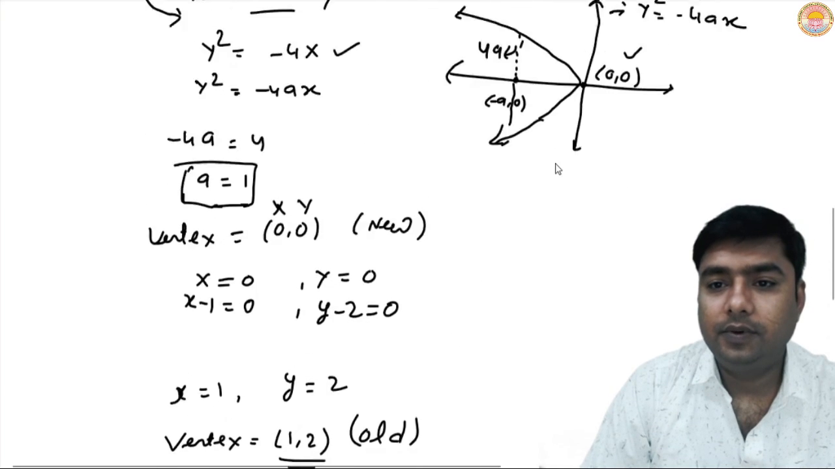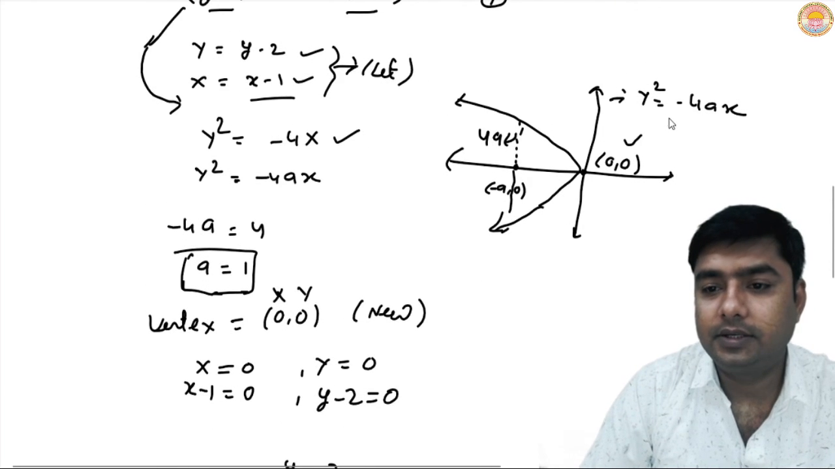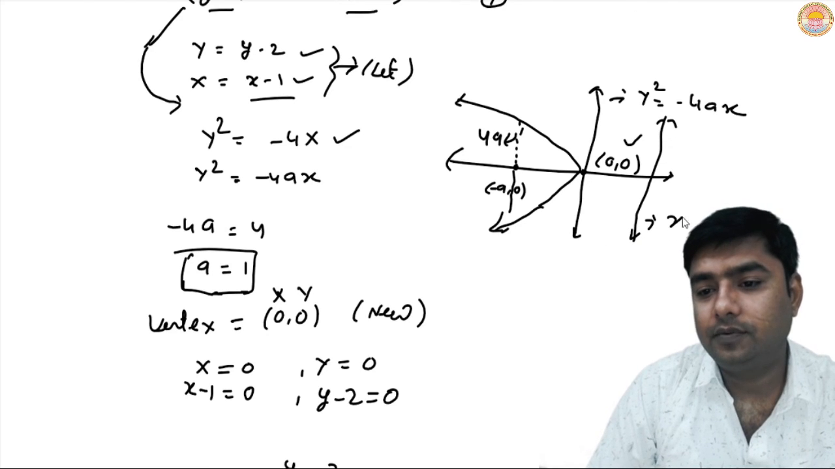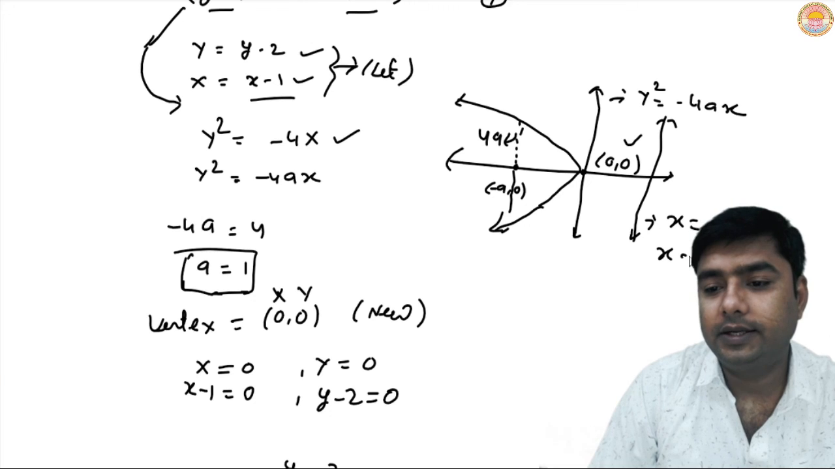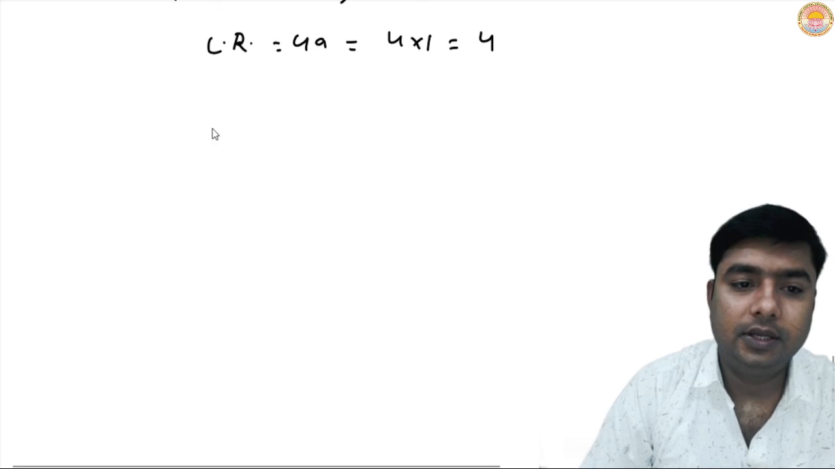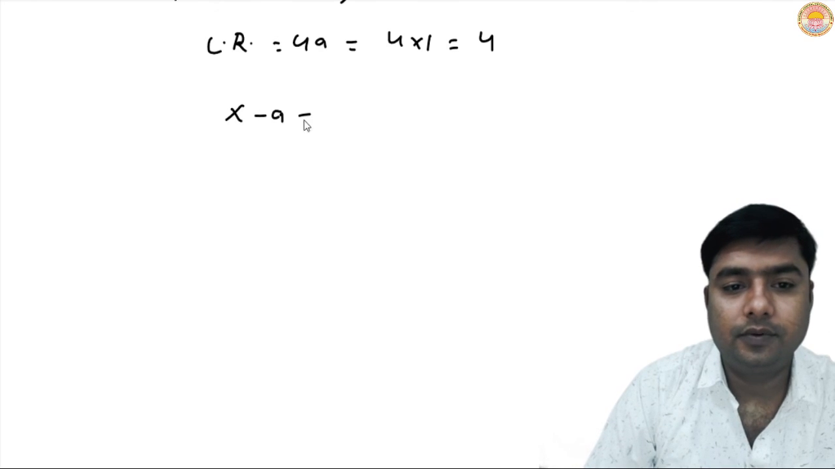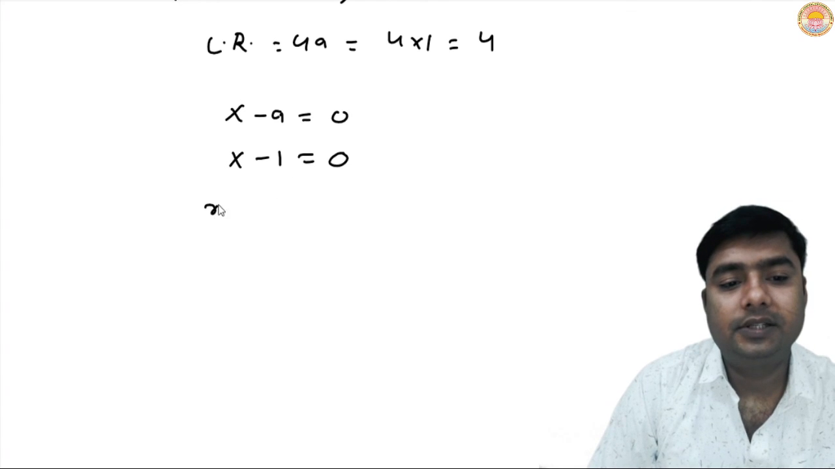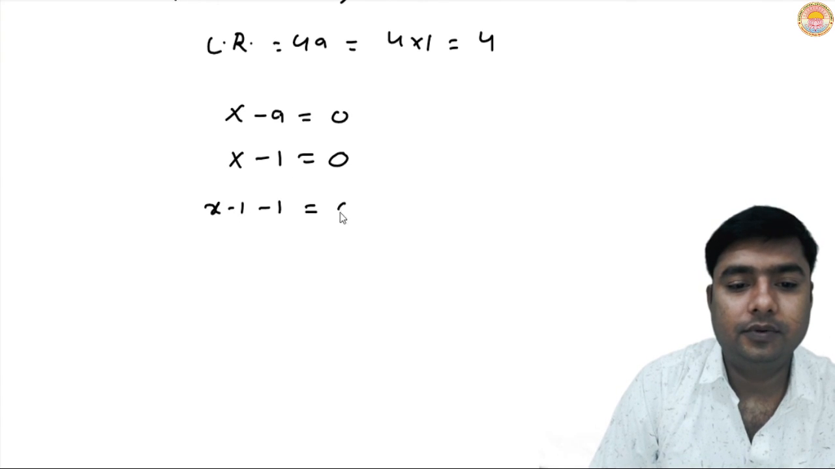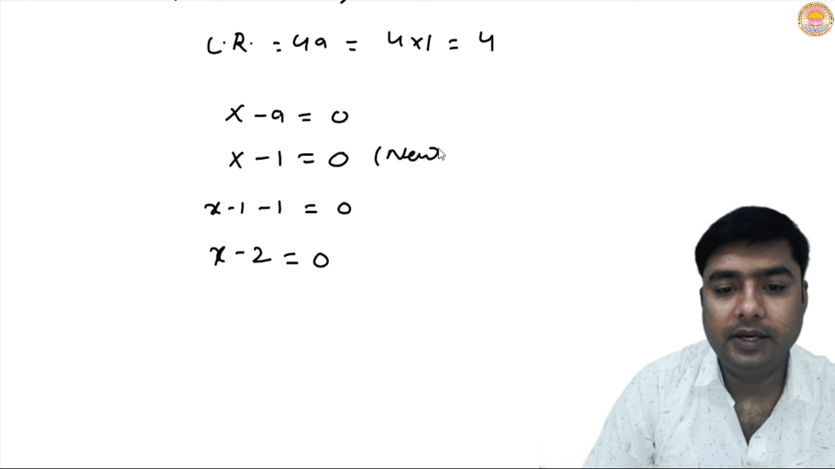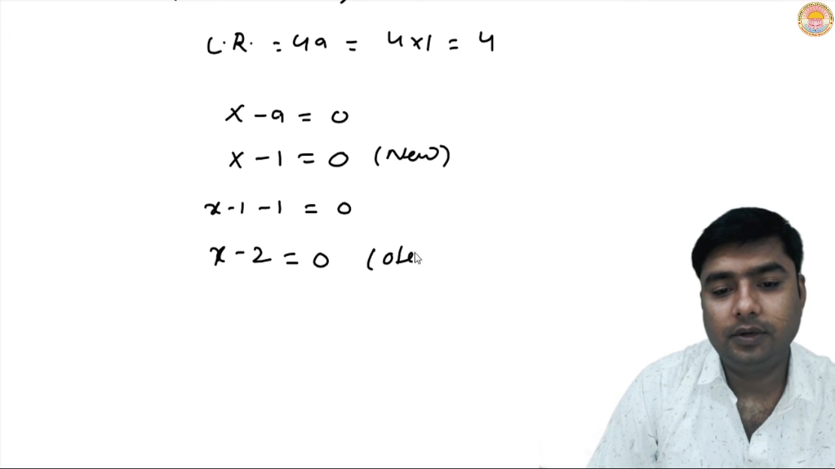Same thing, the equation of directrix. What is the equation of directrix? The value is x equals a. Now we can write x minus a equals 0. This is the equation of directrix. It means capital X minus a equals 0, capital X minus 1 equals 0, it means x minus 1 minus 1 equals 0, x minus 2 equals 0. This is the new equation of directrix, and this is the old equation of directrix.